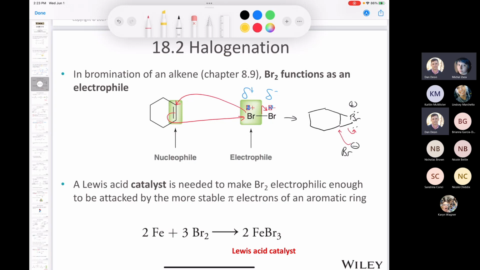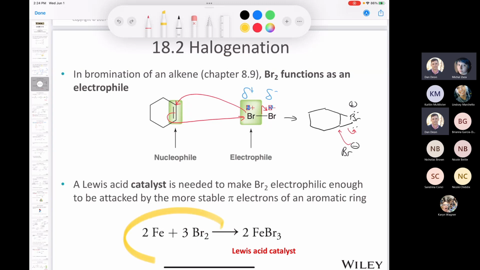But this electrophile, just Br2, is not strong enough to react with an aromatic ring. It won't react with an aromatic ring. And so a Lewis acid catalyst is needed to make bromine electrophilic enough to be attacked by the pi electrons in an aromatic ring. You've got to wave something in front of the aromatic ring to say, look how reactive this is, you aromatic ring, you now react, okay?